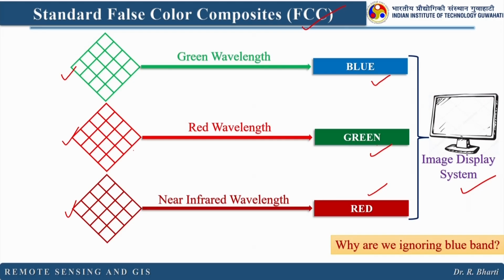We will see that. Here I have not included any blue band. Why? Because the blue band has more scattering. So we always try to ignore the blue band if we are not interested in studying materials whose peak absorption features are away from the blue band. In this case, we are using green, red and near infrared.